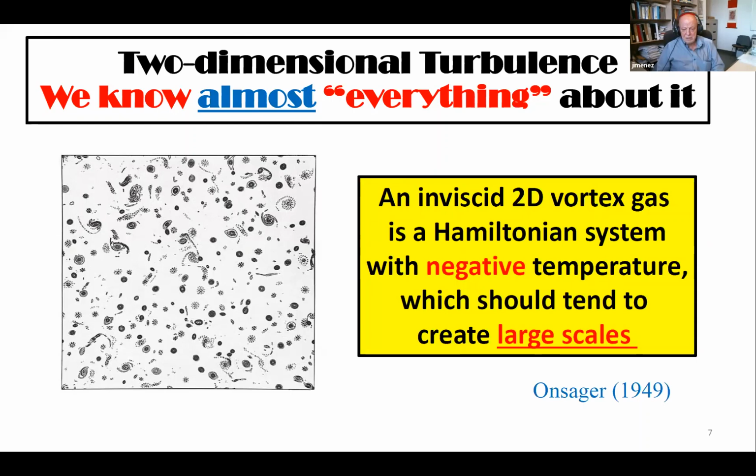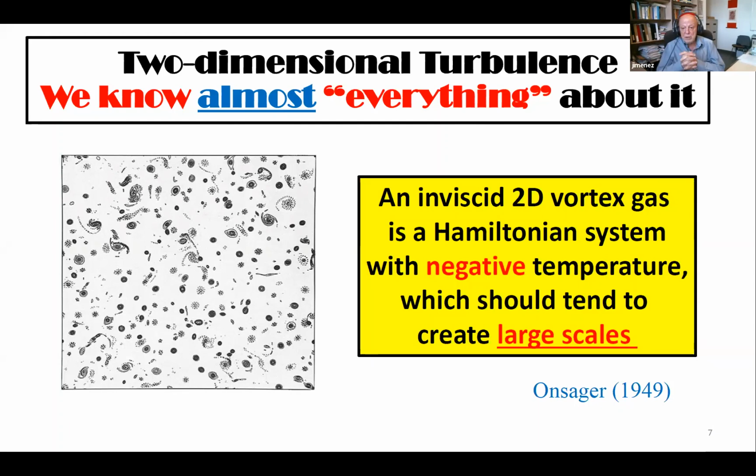Onsager, for those of you who don't know, was one of the founding fathers of statistical mechanics, or at least one of the big gurus of statistical mechanics in the 1930s and 1940s. And he wrote a paper on gases of point vortices in two dimensions. And the paper actually had more things. Essentially, he was talking about this.